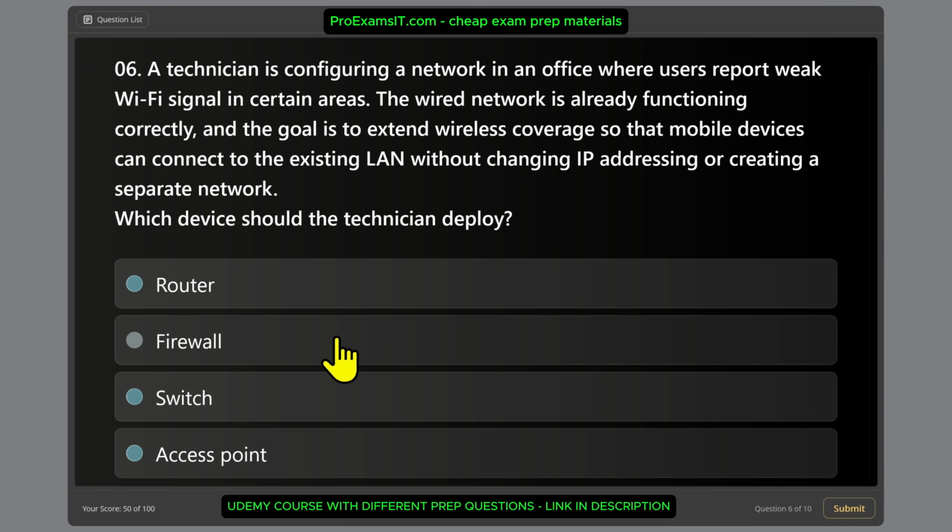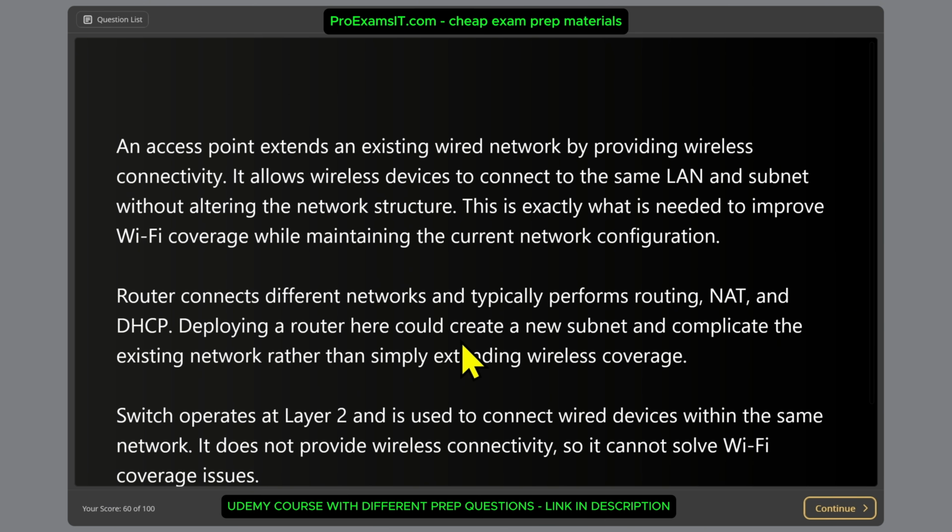All these devices, you need to be very, very familiar with. You need to know what they do in order to get ready for the exam. And in this scenario, the right device will be the access point, because access points extend an existing wired network by providing wireless connectivity. It allows wireless devices to connect to the same LAN and subnet without altering the network structure.